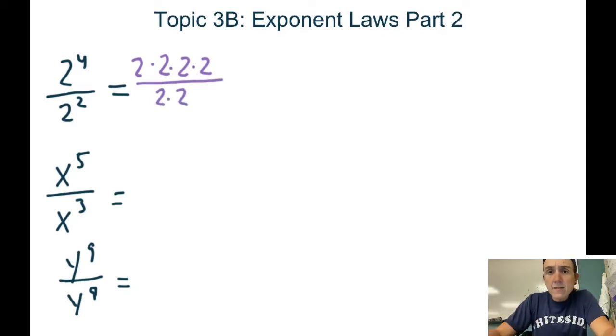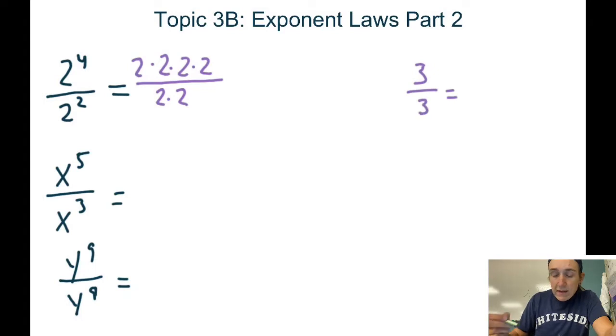Now, this is going to ask us to think about what we know about fractions in general. Off to the side, I'm going to put 3 over 3. We know when we have the same number in the numerator and denominator of a fraction, that simplifies to be 1. It doesn't necessarily cancel out, but 3 divided by 3 is 1. So I'm going to take that back over to this problem. I've got 2 over 2 right here, that's 1. 2 over 2 again, that's 1.